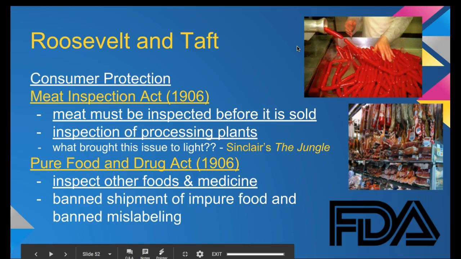It banned the shipment of impure food, food that wasn't safe for consumption, and also banned mislabeling because there was a trend during this time. One example would be they would advertise a magic elixir that would fix all of your problems. And really it was just lotion that was put into a fancy bottle, but they would charge people a lot of money for it. So this was a way that we protect consumers, make sure they know what they're buying and that it is safe to use.